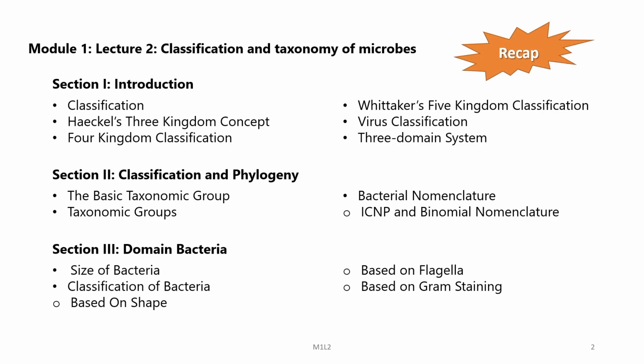Before we begin, let us have a recap of the last lecture, lecture number 2, which was on the classification and taxonomy of microbes, and this particular lecture is also a continuation of that last lecture. There we had studied various classification concepts, starting from the 2 kingdom to 3 kingdom to Whittaker's 5 kingdom classification, and then finally we studied classification and phylogeny, where we studied the basic taxonomic unit and the bacterial nomenclature including ICNP and binomial nomenclature.